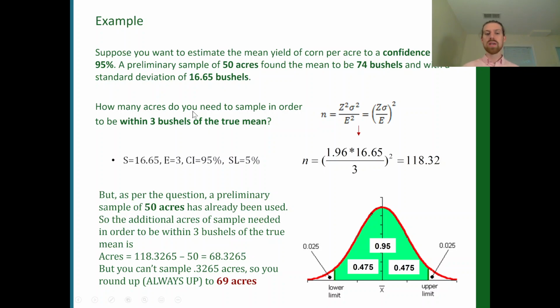So that is how many acres we need to sample to be within 3 bushels of the true mean. This is going to give us a very, very accurate estimate of the true population parameter.